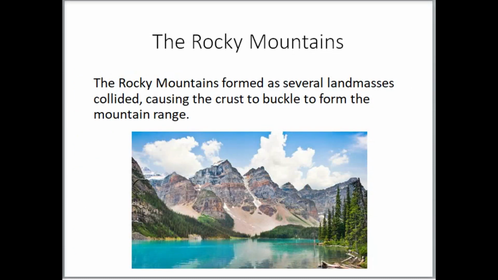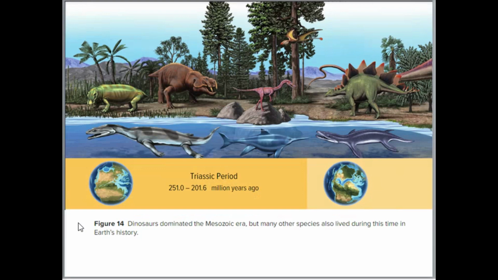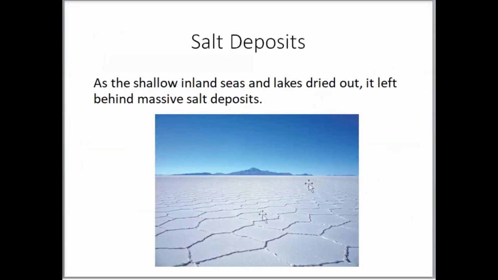Okay, you also had the Rocky Mountains forming, and several land masses collided. So basically, the land masses smash into each other, causing the crust to buckle and form this mountain range. Okay. You also had, let me just show this one first, salt deposits occurring.